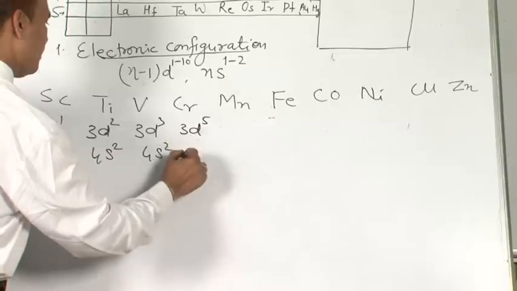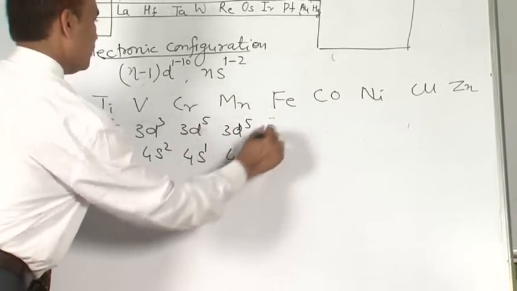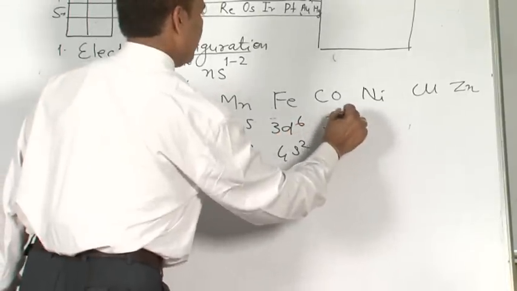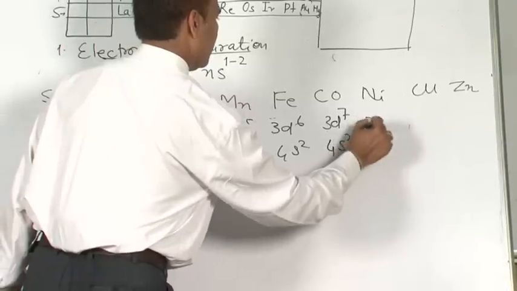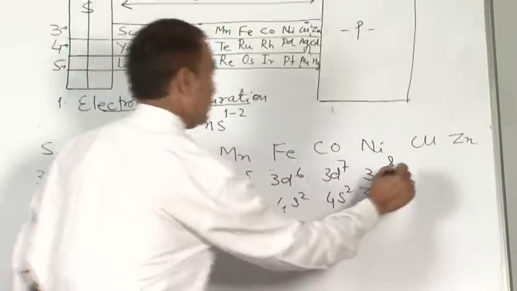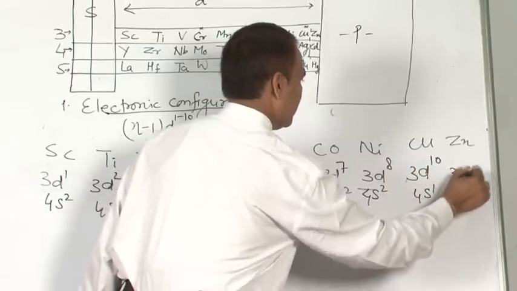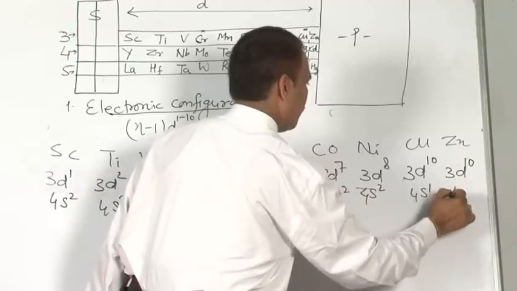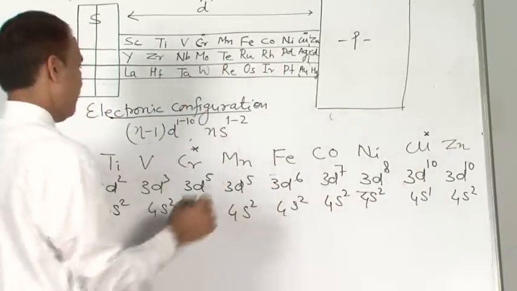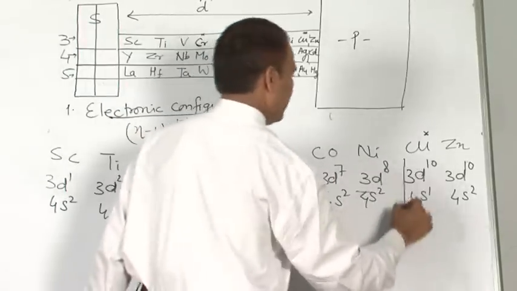3d5 4s1, 3d5 4s2, 3d6 4s2, 3d7 4s2, 3d8 4s2, here 3d10 4s1, then 3d10 4s2. Here is the exceptional case in chromium and copper. There is 3d5 4s1, here 3d10 4s1.